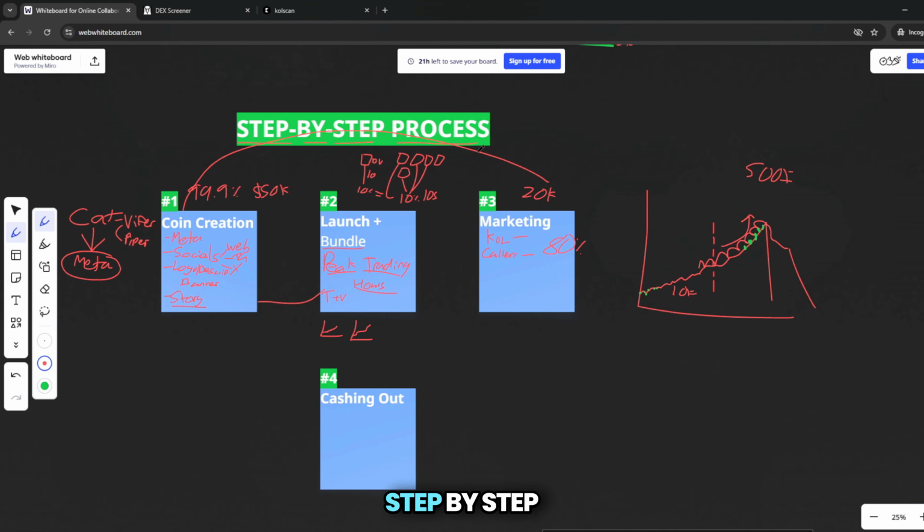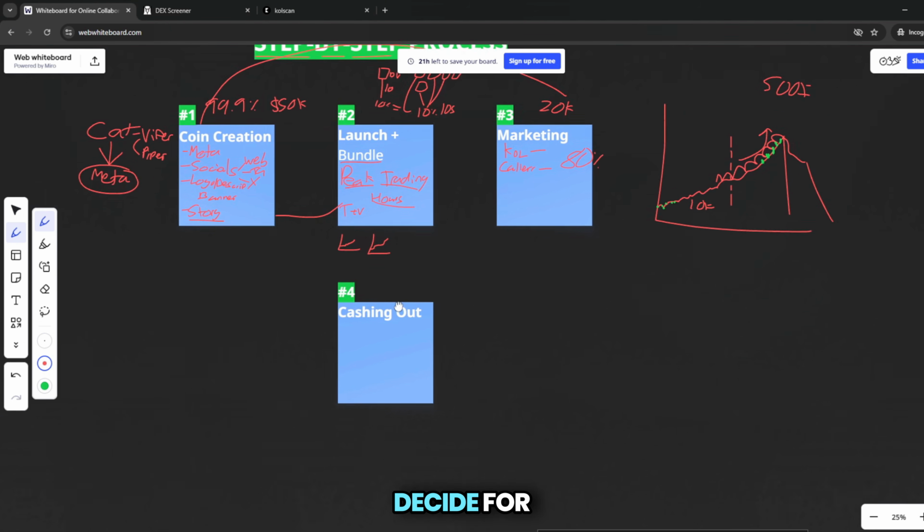This is literally the step-by-step process that I use and that the developers that have taught me use on a day-to-day basis. They make a good quality perfect coin that traders want to buy. Then they launch it and they bundle a large position. They get some promotion going. This pumps the price. This pumps their bundled position. And from then on out, you can decide for yourself.